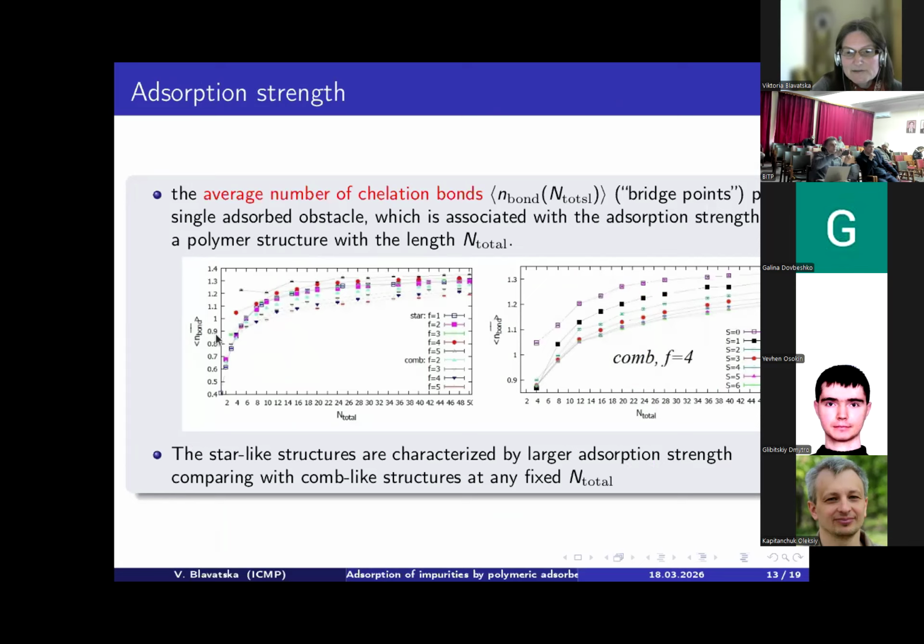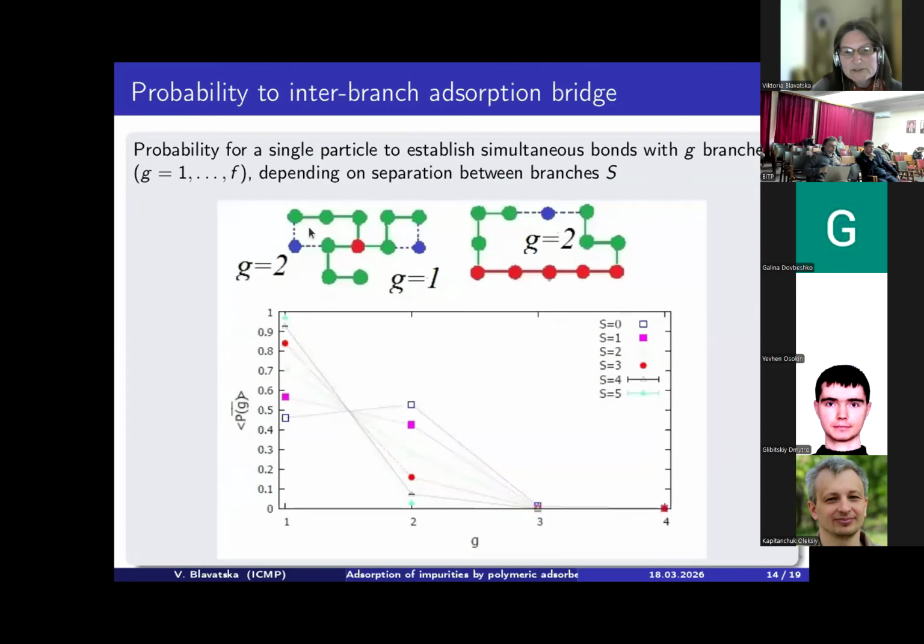And again, why is it interesting? Because the larger the average number of bonds which an adsorbed particle establishes with polymer flocculants, the more stable this adsorption process is. If we consider a situation when these bonds are not infinite, they can be broken with time. So it is much better and much safer if these adsorbing particles establish more than one bond.